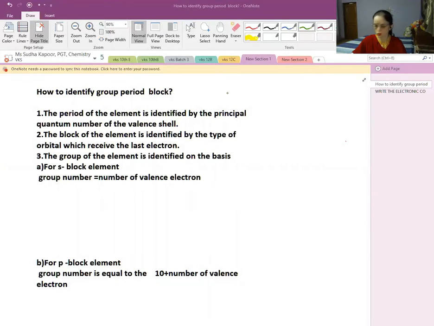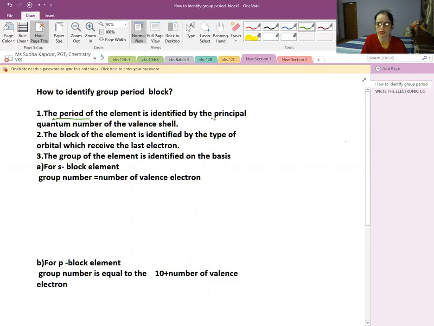Hello students, we are on a topic: how to identify group, period and block in the periodic table if we know the configuration of the elements. It is a very important topic, usually of 3 marks, and a very important part of the lesson, Periodic Properties and Classification, lesson 3 of the NCERT chemistry. So when we are talking about the period, how to identify the period of the element.